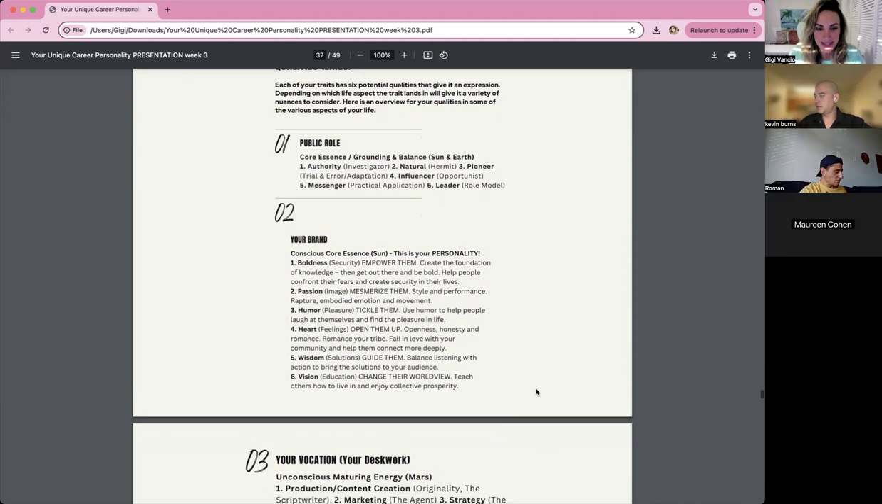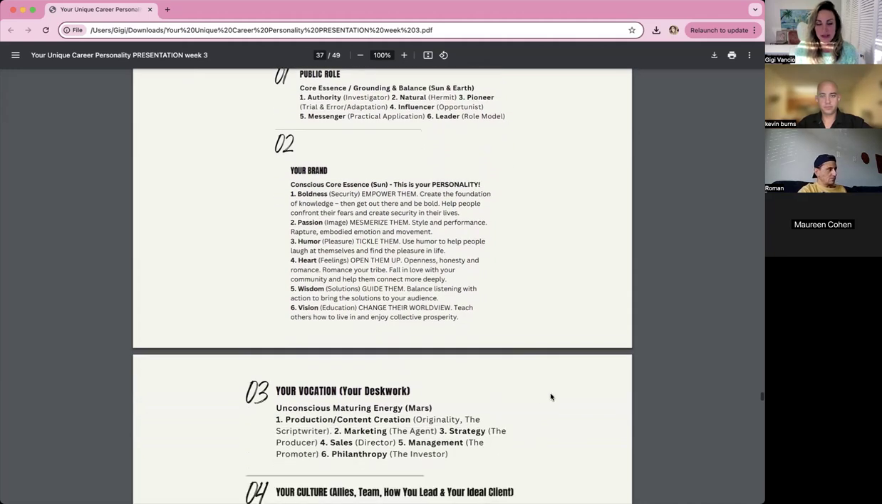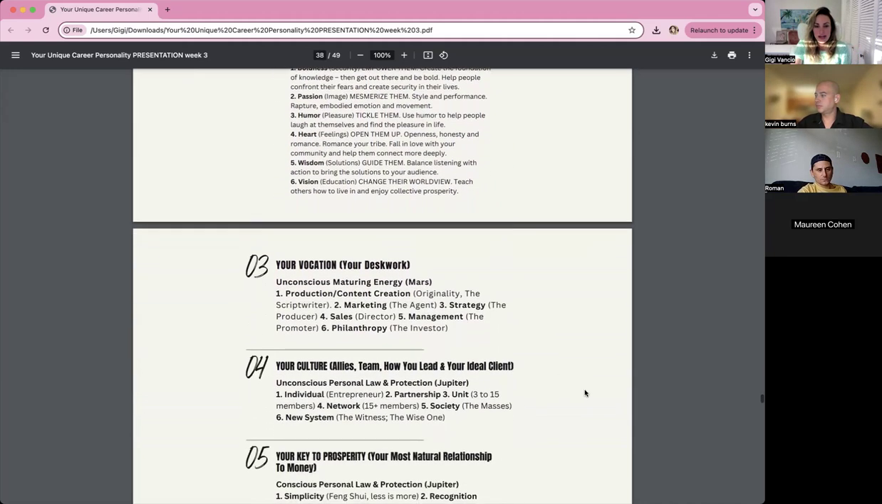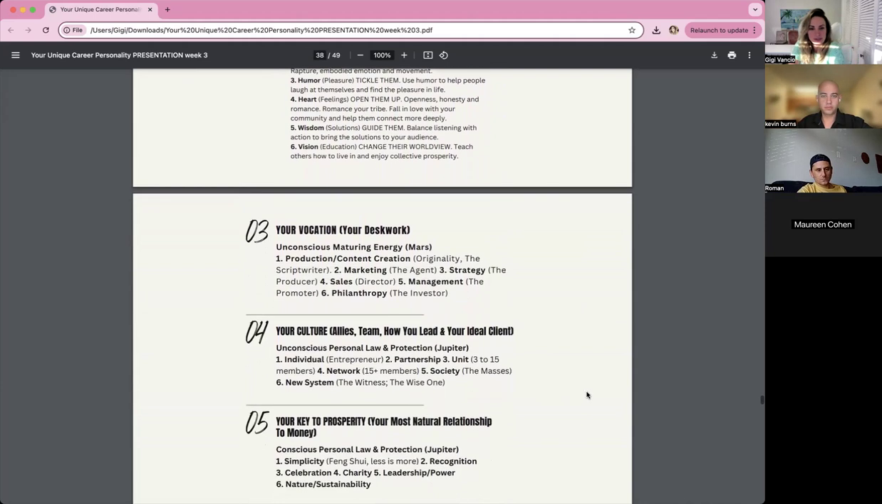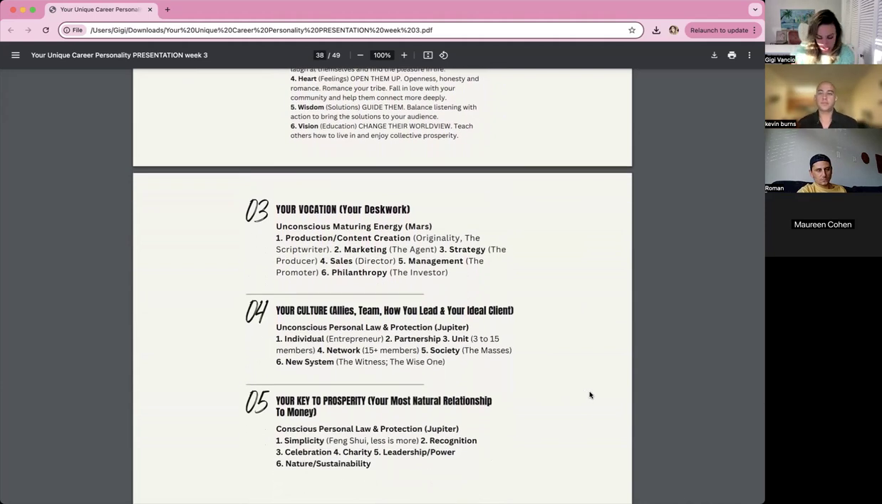All right, so that is the brand. Next, we're going to go into your vocation and your desk work. So if you look on your chart, this is your M on the left side. So it's more of an unconscious energy that you experience in your body. And M stands for maturing energy. So you're not necessarily going to be mature in this area or recognize this part about yourself. It's something you grow into.